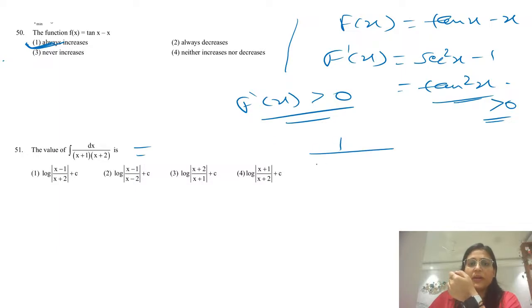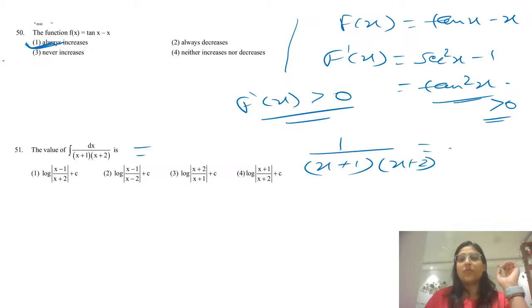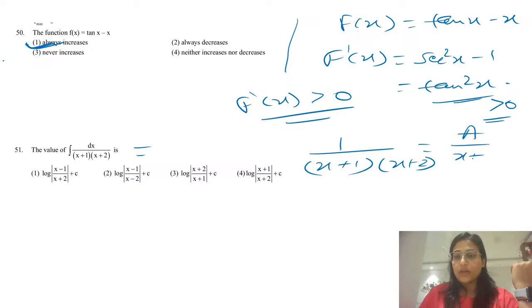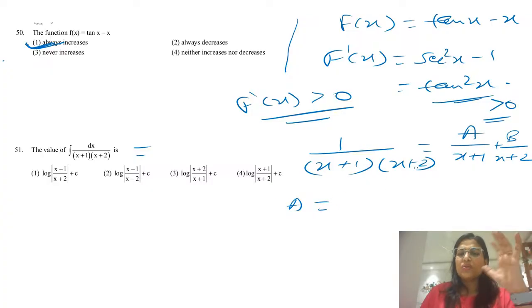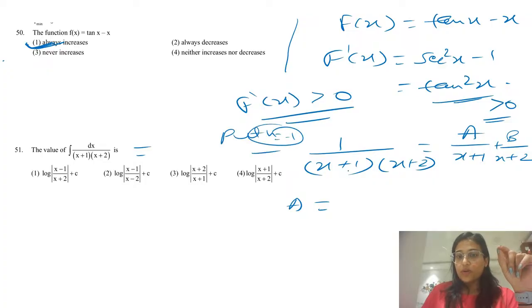Let's write 1 by (x plus 1) into (x plus 2) is equal to A by (x plus 1) plus B by (x plus 2). Now how can we find out A here? You can do the long method also, but I have a trick here. Put x equal to minus 1. When you put x equal to minus 1 to find A, you don't have to consider this whole part.